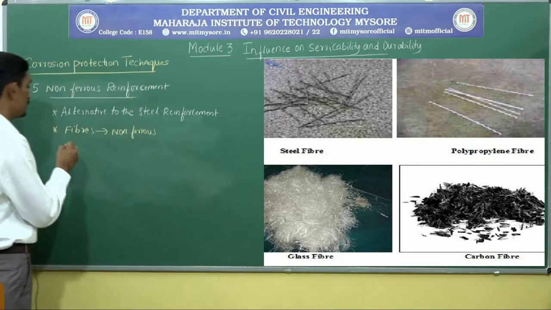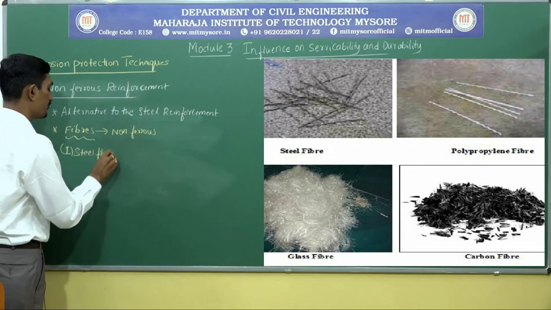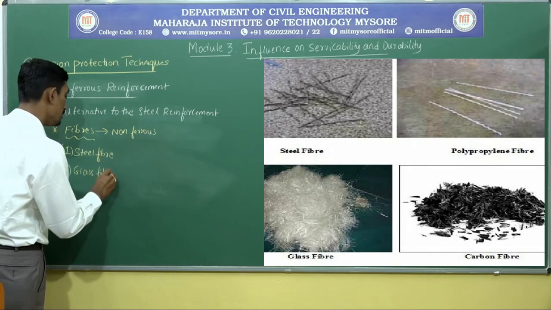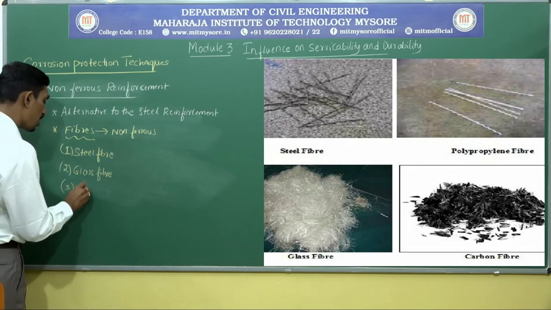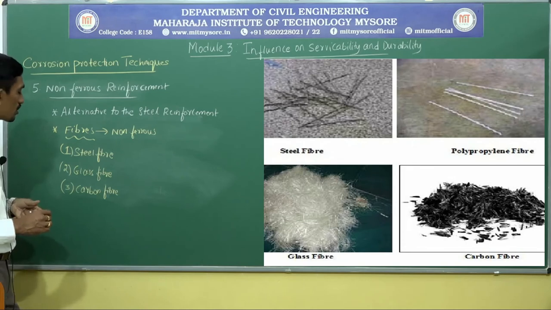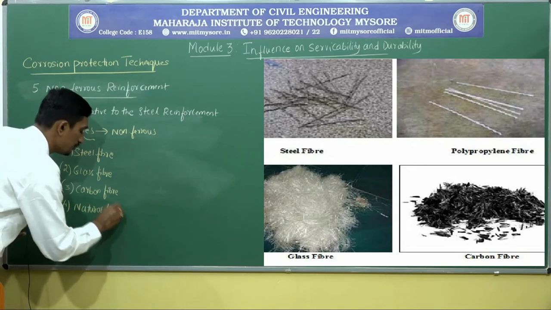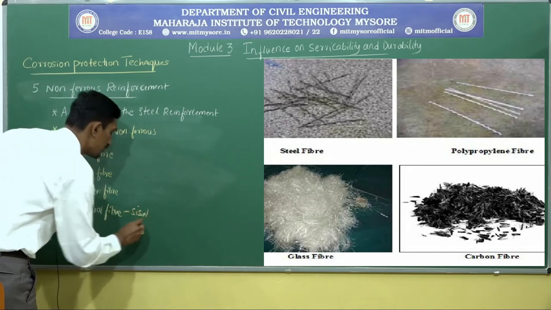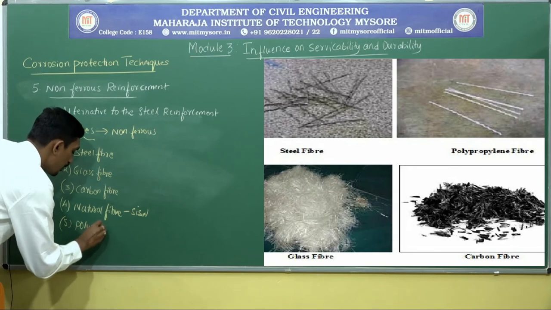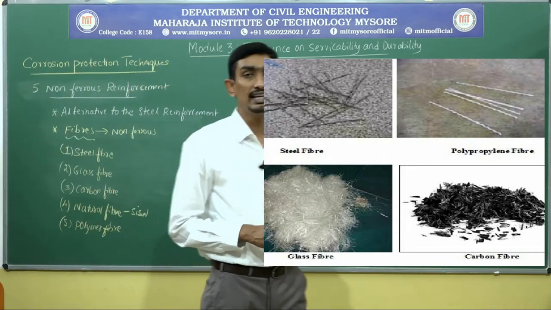And the next thing, the various types of fibers used. Commonly used is steel fibers. Number 2, glass fibers, also called mineral fibers. Number 3, carbon fibers, which are most popularly used nowadays in civil engineering. Like this, we can also go ahead with natural fibers, such as sisal fibers. Next is polymeric fibers, or polymer fibers.